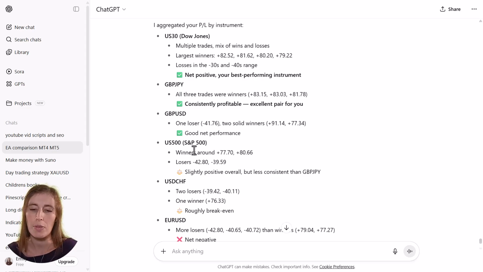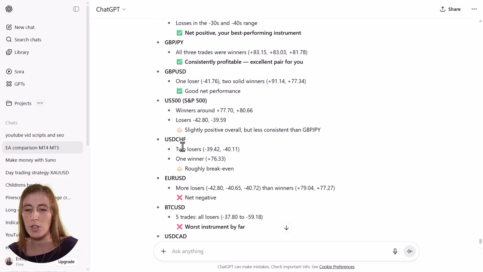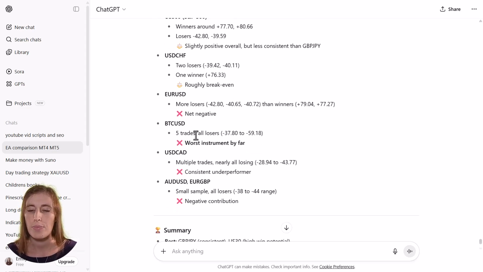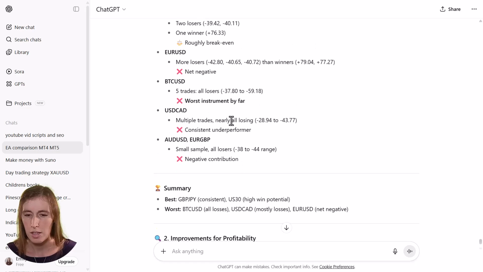Generally positive for the US 500, break even for US Swiss, and the negative pair was actually Euro USD, which was losing more than it was winning. But I think I'm going to keep that in still to continue testing because that's not really massive. Whereas Bitcoin, as I suspected, took 5 trades and they all lost. So that was my worst instrument by far.